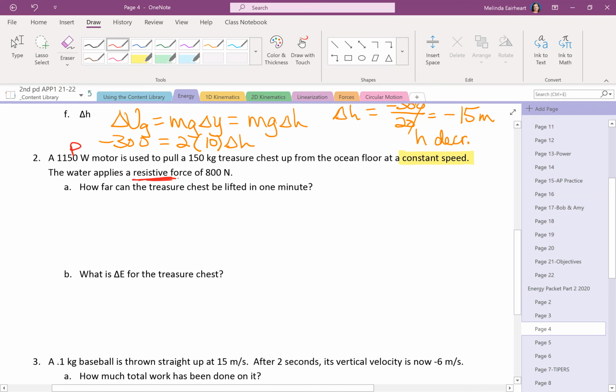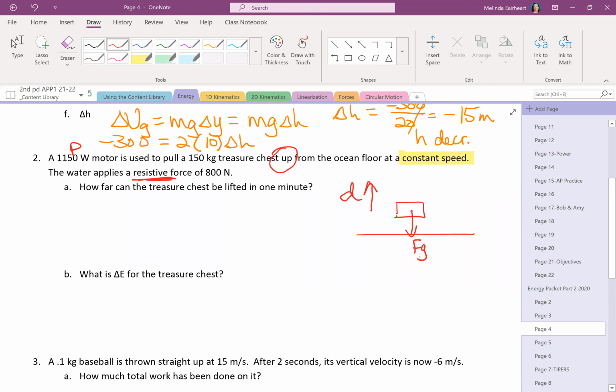So this is similar, but a little different than our diving into the pool. Now the treasure chest is maybe on the bottom of the floor, but we've already been lifting. So we're looking at the present tense, constant speed. And so if we draw a little picture, maybe it's here, it's moving up at constant speed, and so it has a particular weight. What other forces are acting on this treasure chest? The water, so as it moves up, the resistive water force acts down, so we can go tip to tail. I'm going to move my F_G maybe more sideways there.